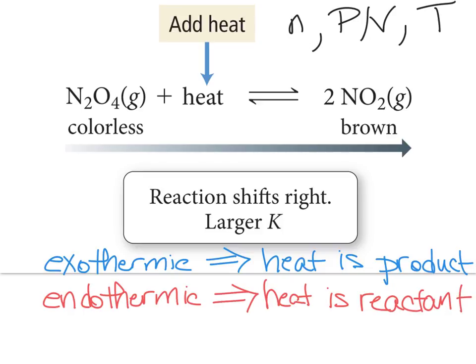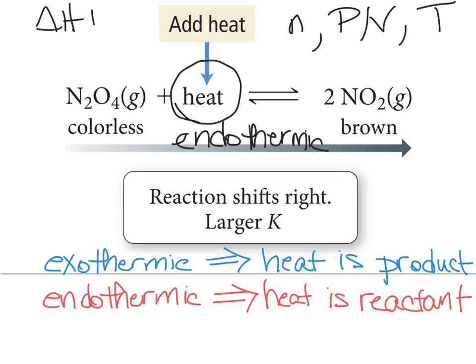So just like we're thinking in terms of amounts, in this case, heat is on the reactant side, so it is an endothermic reaction. I can also tell that from my sign of delta H, remember? If delta H is positive, it's endothermic. If delta H is negative, it's exothermic. Right, so I can represent it in one of 2 ways, either from looking at the sign of delta H, or whether or not heat is on the reactant or product side.